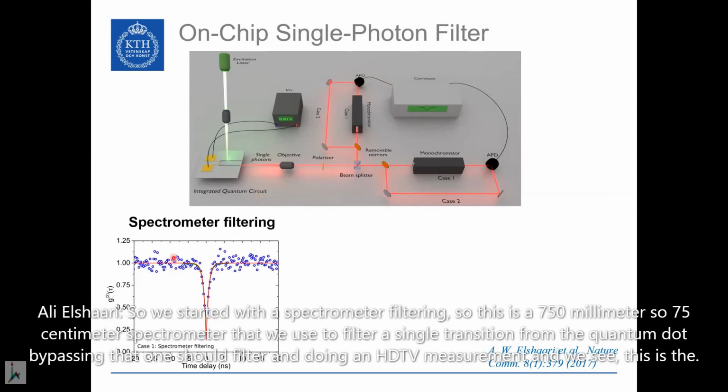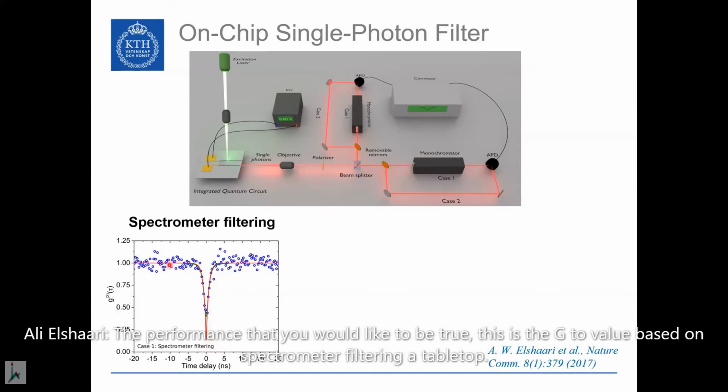So we started with a spectrometer filtering. This is a 750 millimeter, so 75 centimeter spectrometer that we use to filter a single transition from the quantum dot, bypassing the on-chip filter and doing an HBT measurement. And we see this is the performance that we would like to beat. So this is the G2 value based on the spectrometer filtering at tabletop.